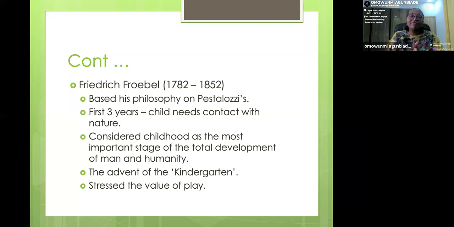He stressed the value of play. Of course, we know that play is not play as we think of it, but play is also learning for children. Virtually all of us do this with our children today. Those of us who are already working in the classroom environment know that play-based learning is absolutely key for children in that age group, 0 to 6.